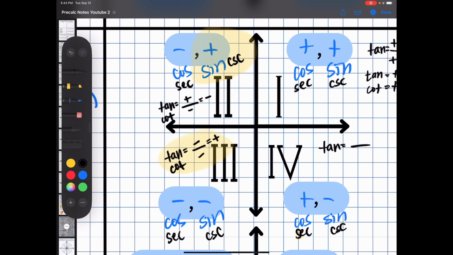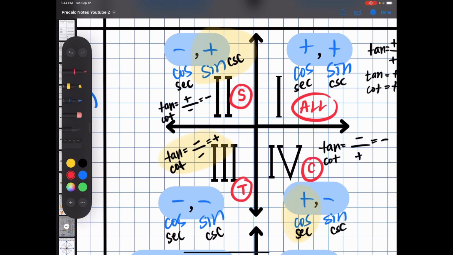And if we want to find tangent, tangent is going to be sine over cosine, giving me a negative value. So what wound up being positive? Only cosine and its reciprocal. So how could I create an acronym that's going to help me figure out which ones are positive in each quadrant? Well, in the first quadrant, all are positive. In the second quadrant, sine and its reciprocal are positive. In the third quadrant, only tangent and its reciprocal were positive. And in the fourth quadrant, only cosine was positive and the rest were negative.